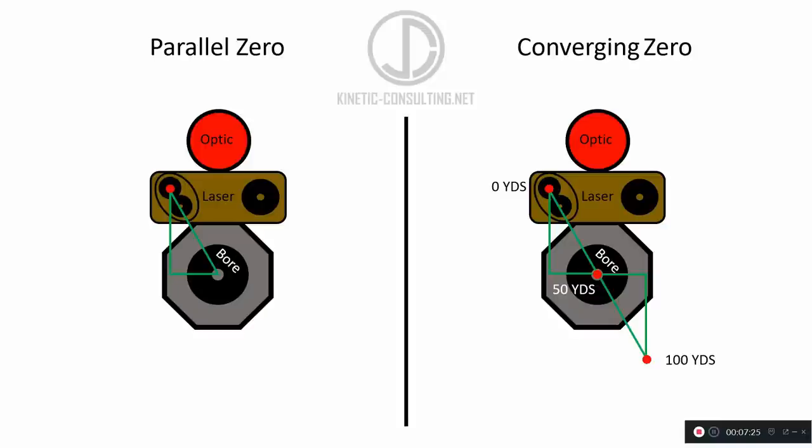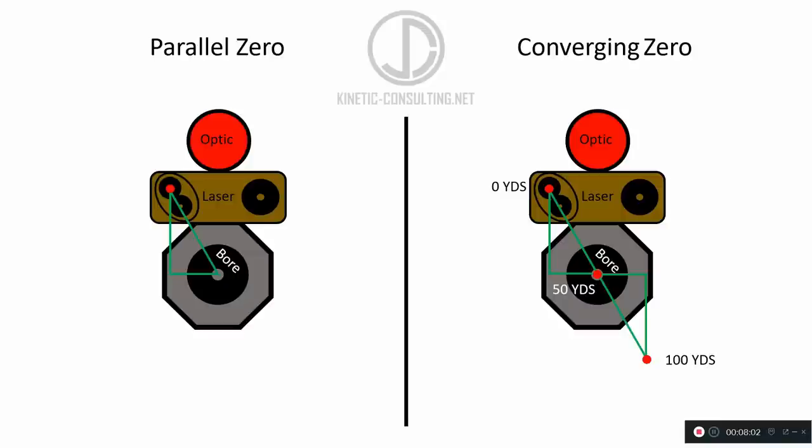Then you look at the converging zero on the right-hand side, and it's a little bit more to look at and more to understand. Now, at 0 yards, your laser is where it is in relation to the bore. Then at 50 yards, your laser is where that red dot is in the center in relationship to the bore. And then at 100, it is in the relationship it is to the bore. Not too crazy, nothing too hard to understand. But as you can see, it eventually converges with your bore and then eventually diverges away from it.